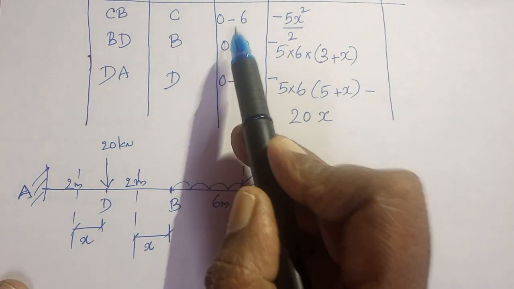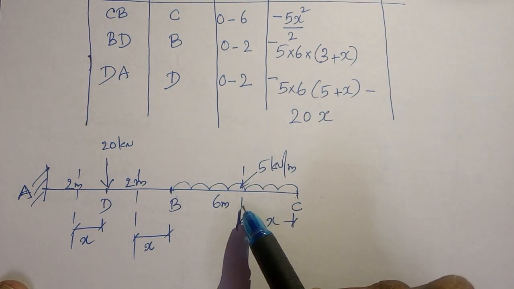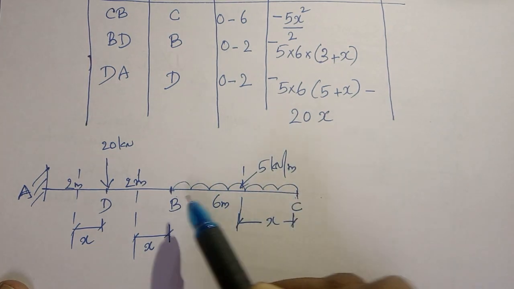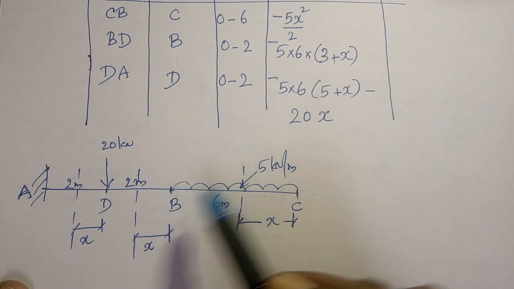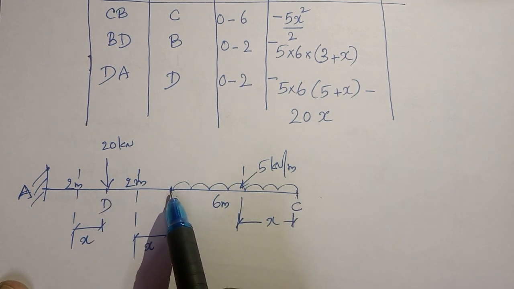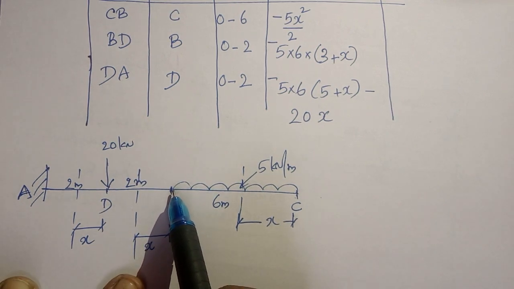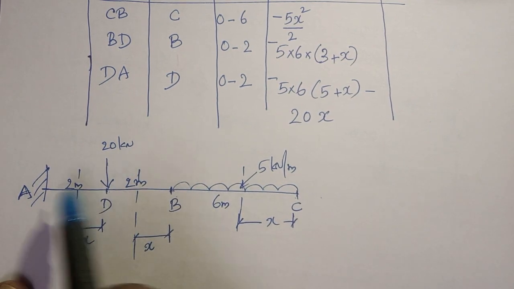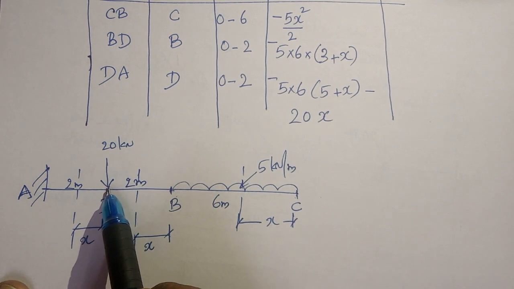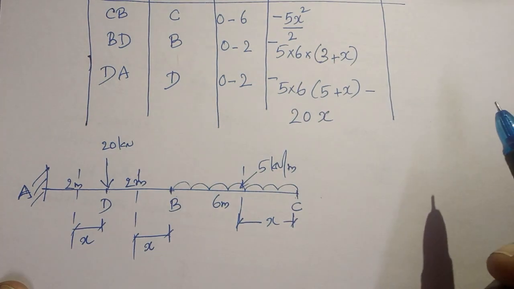Regarding this origin and limit, I'll repeat once again. The origin is the point from where we are going to measure x. For the portion CB, X ranges from 0 to 6. For the next portion BD, B is the origin. X is marked from B. So the limit is, when x is equal to 0, it corresponds to point B, and x is equal to 6 it will correspond to point D. The next portion DA, x is marked from D, so that is taken as origin. The variation of x is 0 to 2. These are the expressions for bending moment.